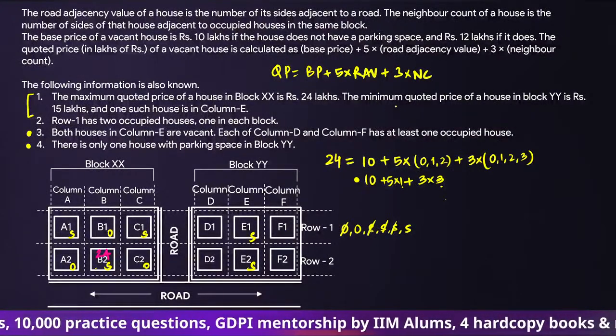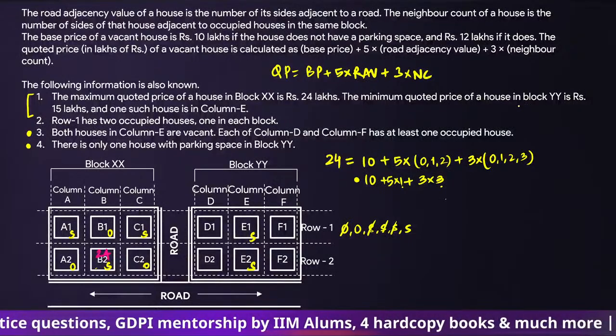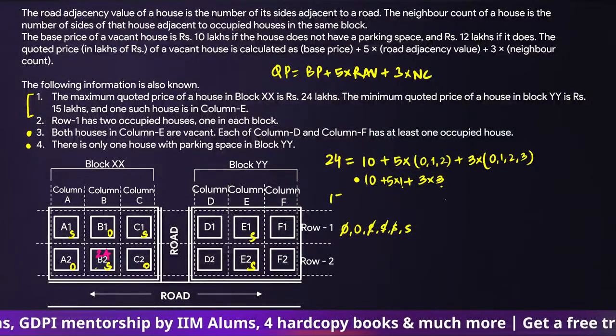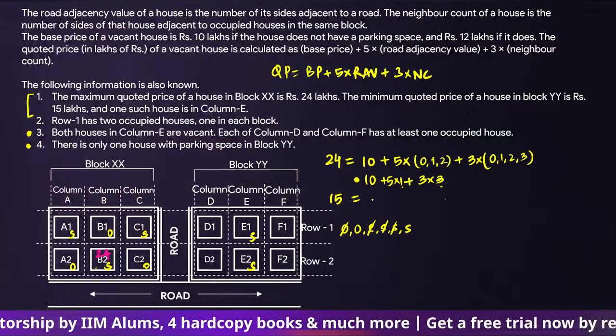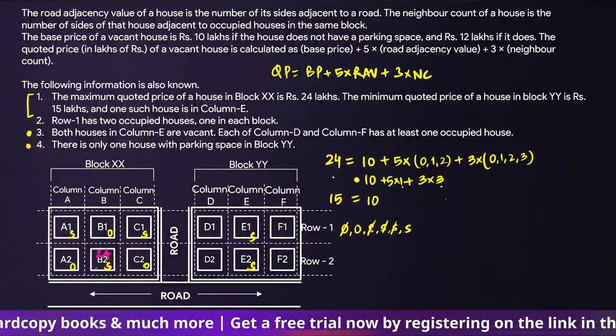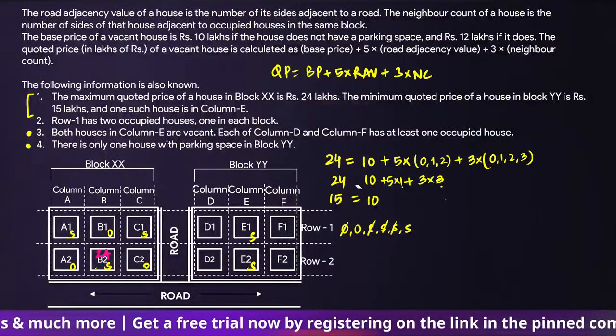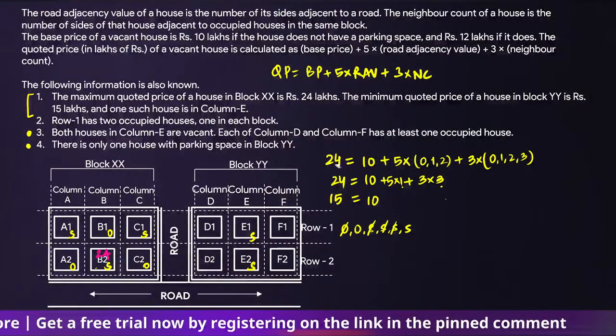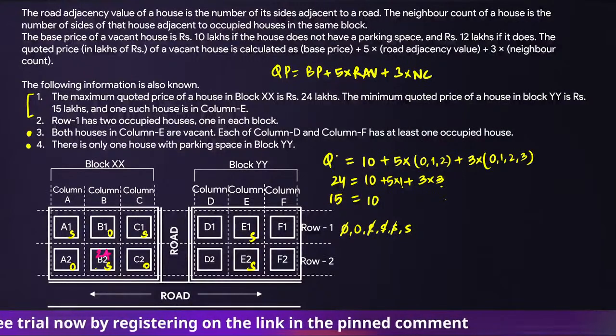Let's look at the next one. The minimum quoted price of a block in YY is rupees 15 lakhs. So how can we make 15 lakhs? So 15 lakhs we can make is by taking 10. So मैं इसको ना ऐसे लिख देता हूँ. So 24 is equal to, और ये मेरा quoted price का value के साथ formula है.